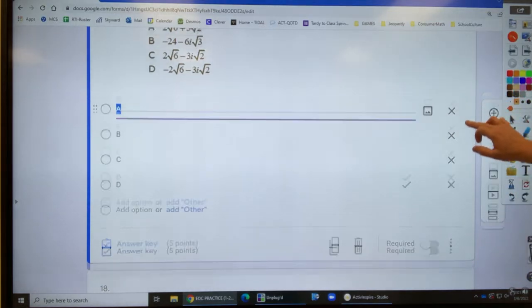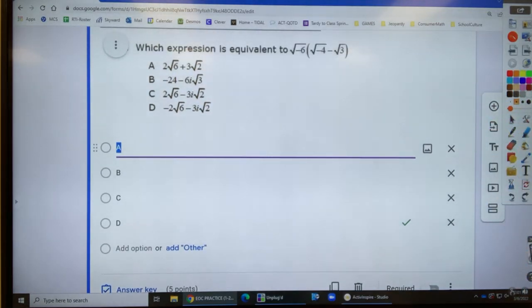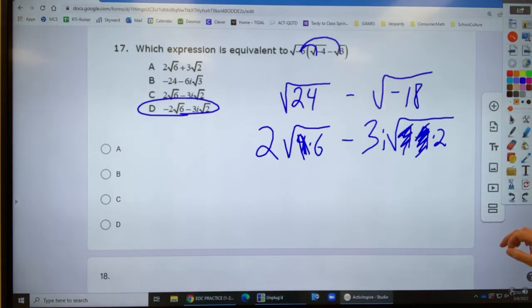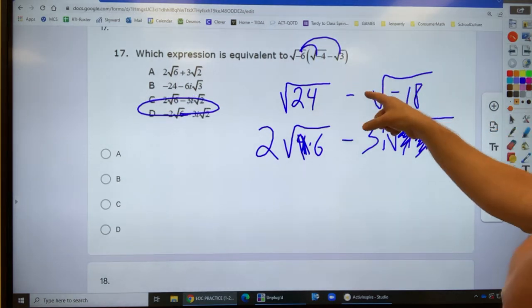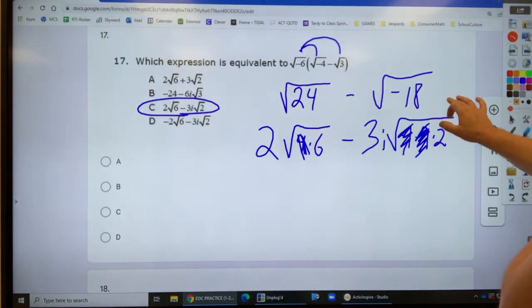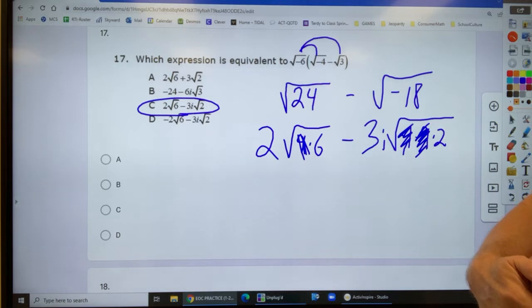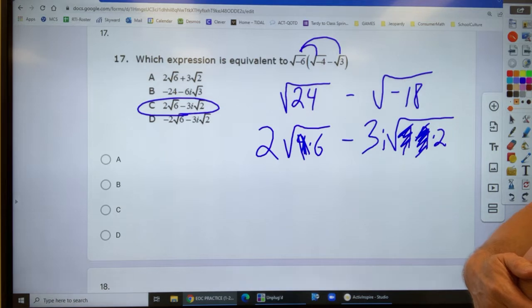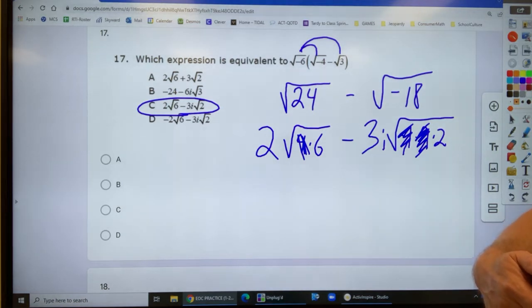Oh, it's D. Wow, how'd they get a negative? How'd they get a negative 2? All right, hang on. Let's get my work back. Ooh, wow, almost lined up. Square root of... I'm not seeing why it should be minus negative 2 root 6. Because negative 6 times negative 4 is positive 24. I'm not seeing why it's not C.